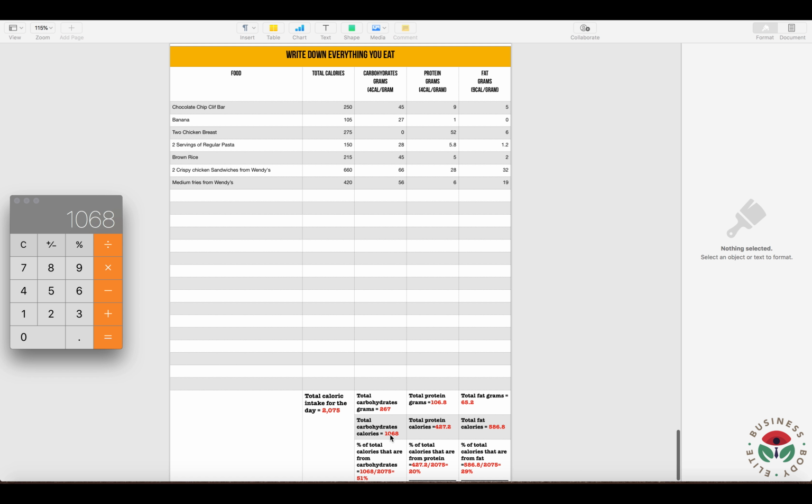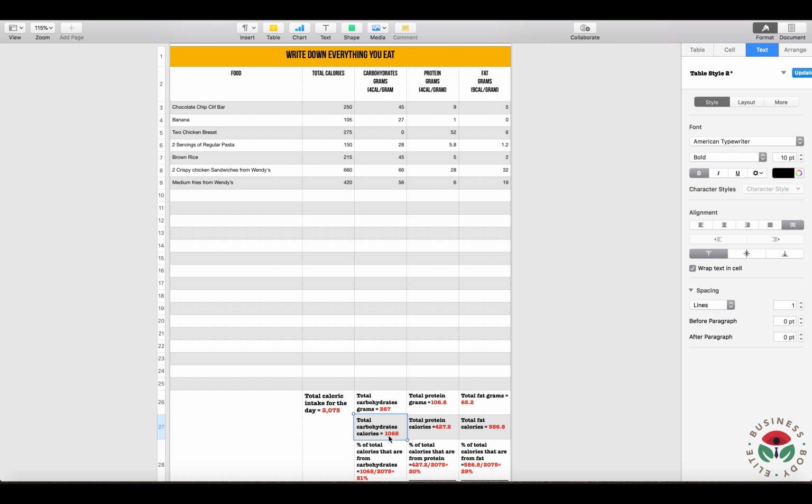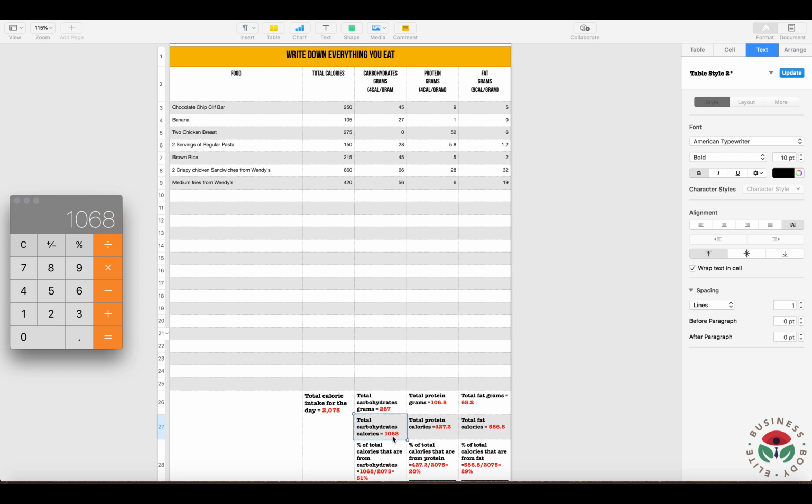For the final field, you will take the total amount of carbohydrate calories and divide it by the total amount of daily caloric intake. 1,068 divided by 2,075. You will shift the decimal over 2 points to find 51%.